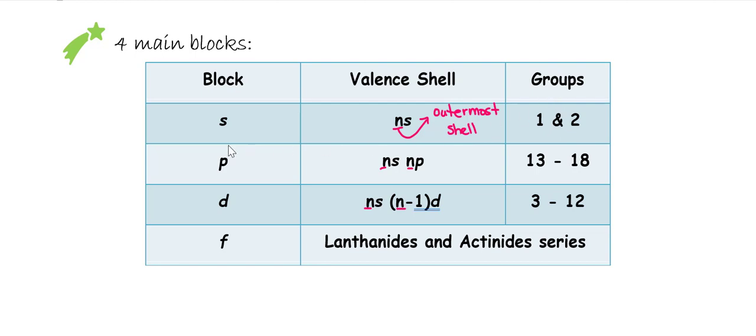So for S block elements, they are in two groups, which are group 1 and group 2. For P block, they are in group 13 until 18. For D block, they are in group 3 until 12. The F block is the inner transition elements. There are the lanthanide and actinide series.